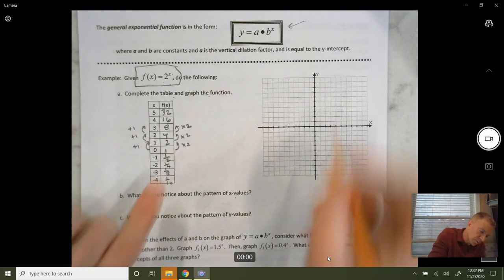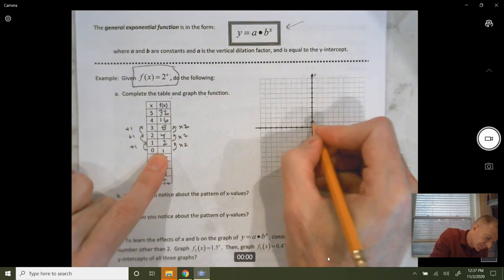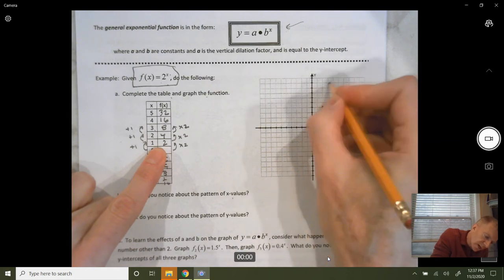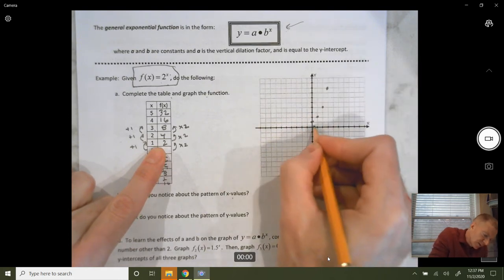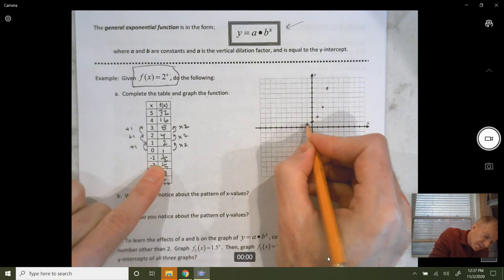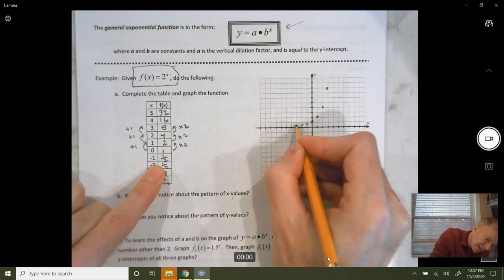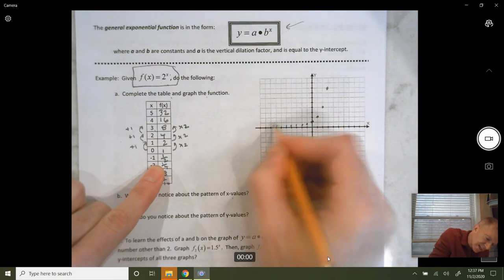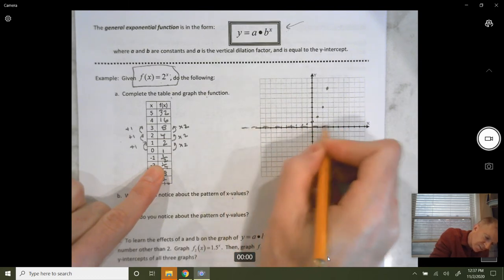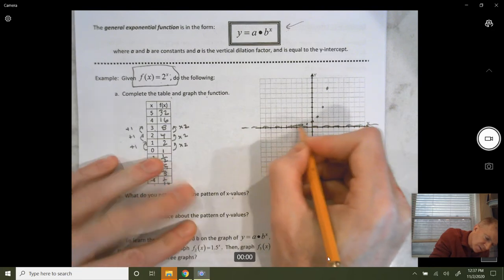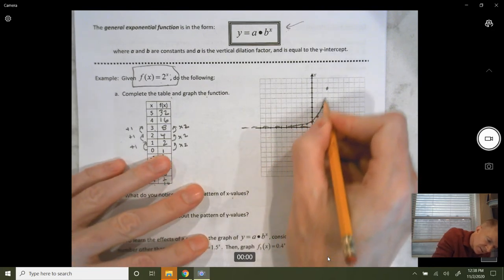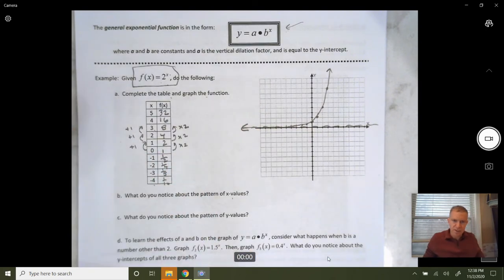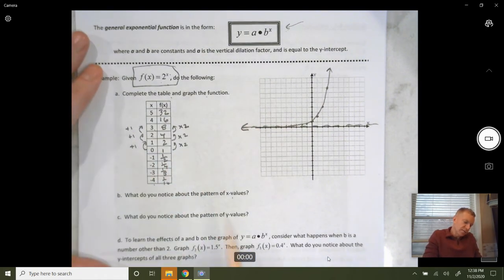Actually, let's graph this real quick. 0, 1, 1, 2, 2, 4, 3, 8, negative 1, 1/2, 1/4, 1/8. Well, notice these are going to get closer and closer to the x-axis, but they don't cross it. So we're going to make that a dotted line to show that we never cross that dotted line. We get infinitely close to it, but we never touch it.